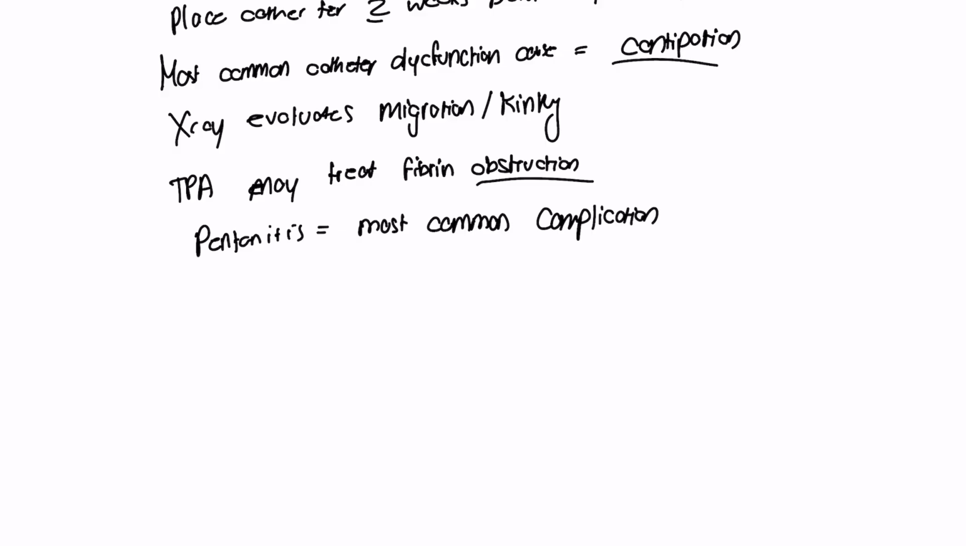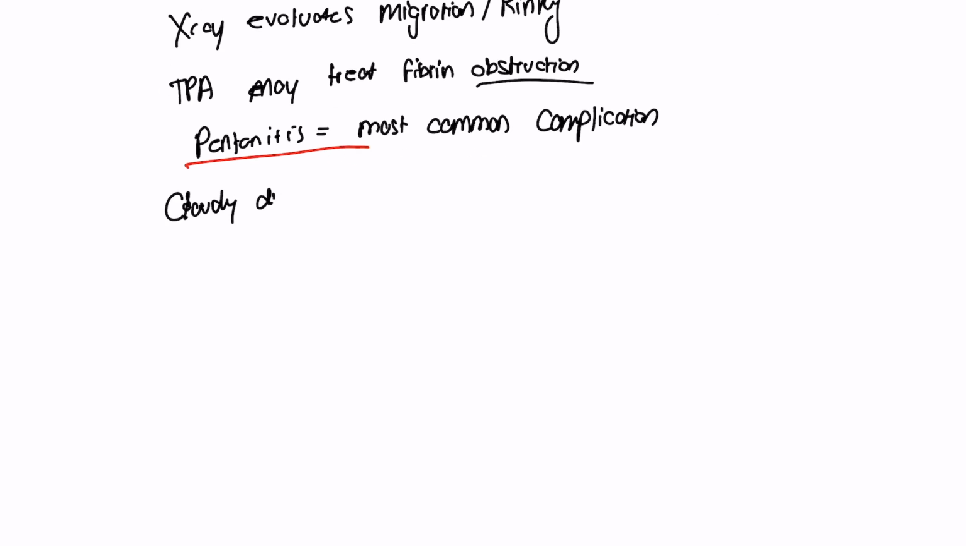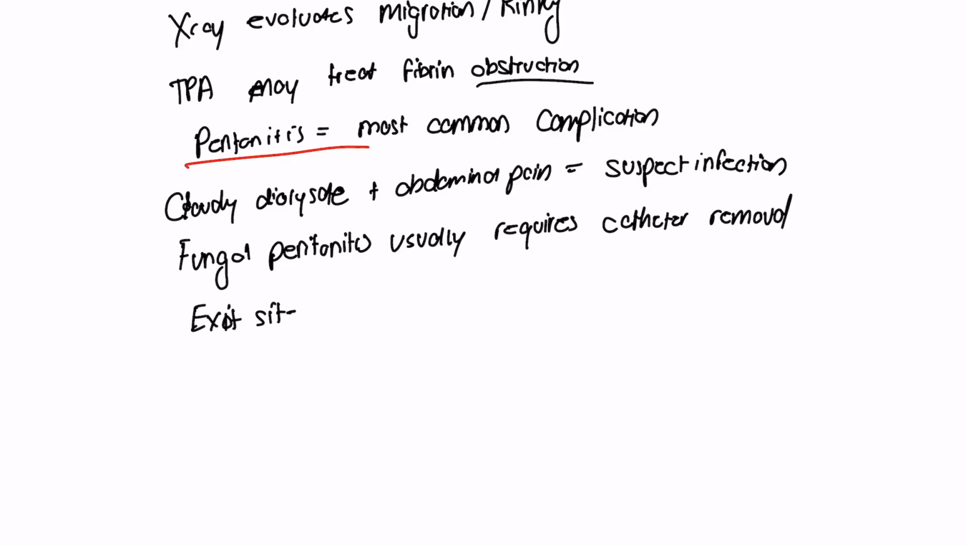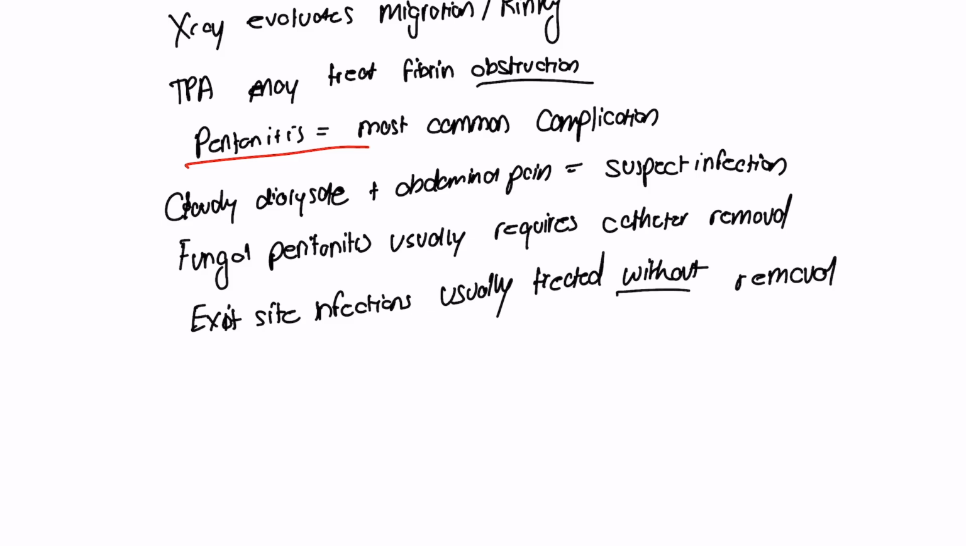Peritonitis is usually the most common complication, a devastating one, which presents as cloudy dialysate with abdominal pain. Think of infection. Fungal peritonitis usually requires catheter removal, and exit site infections, as we talked about, are usually treated without removal, just antibiotics and close follow-up. Again, this is a score-based overview of peritoneal dialysis catheter insertion and management.